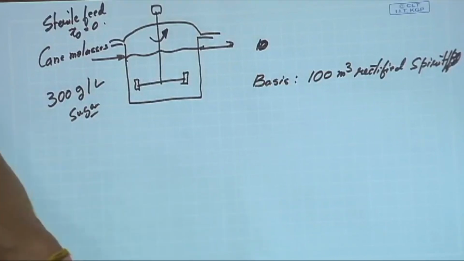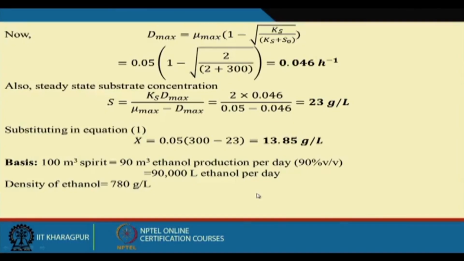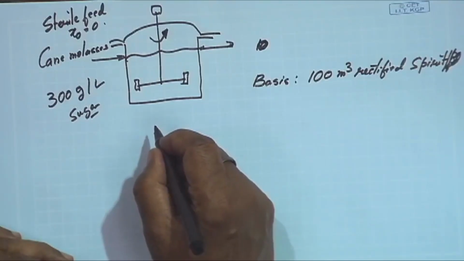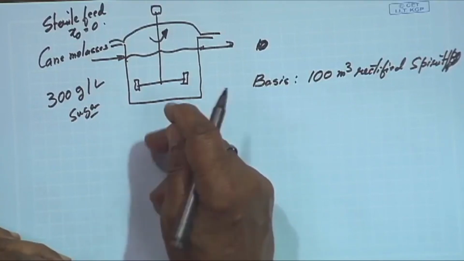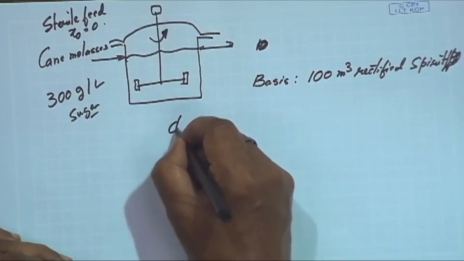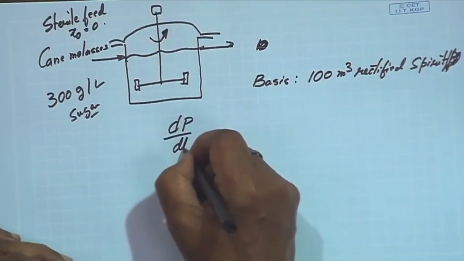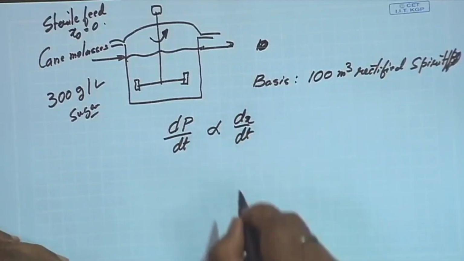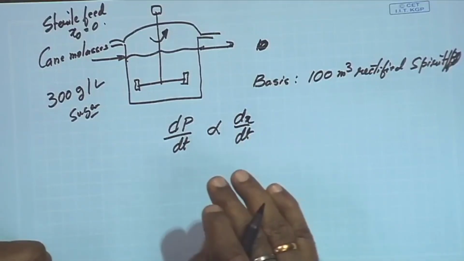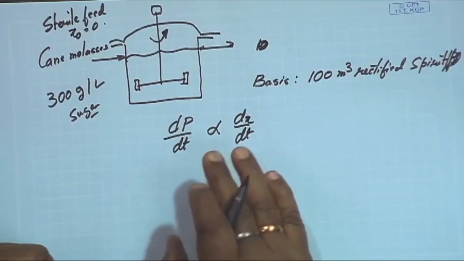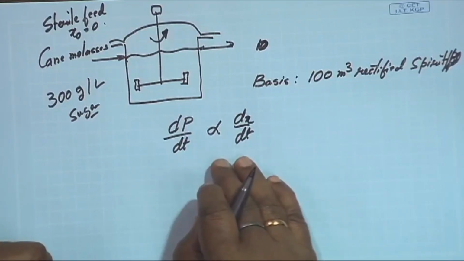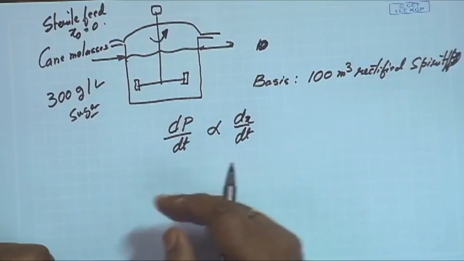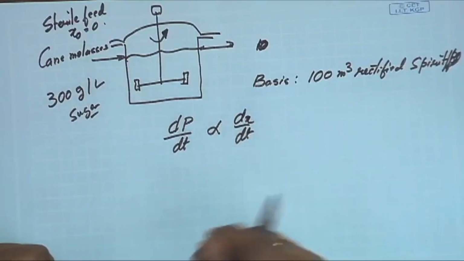Then we can find out, under steady state conditions, at what dilution rate we can get the maximum cell mass production, because we observed that the rate of product formation is proportional to the rate of cell mass growth. We already pointed out that ethanol fermentation is a growth associated product. So since it is a growth associated product, we assume that if there is the maximum cell mass growth, that will give the maximum amount of product formation.